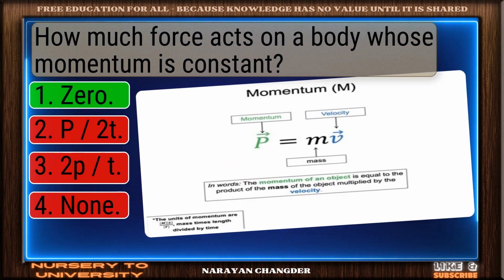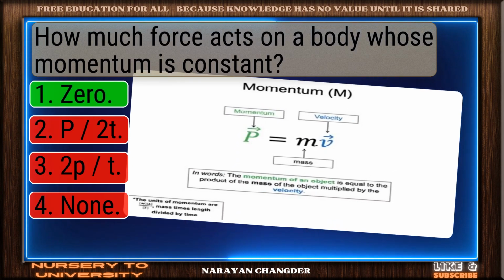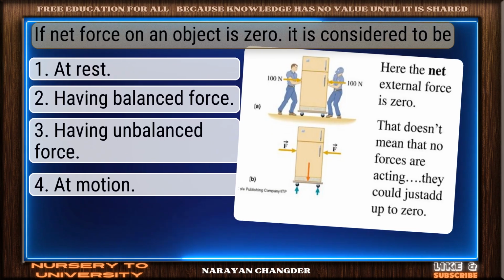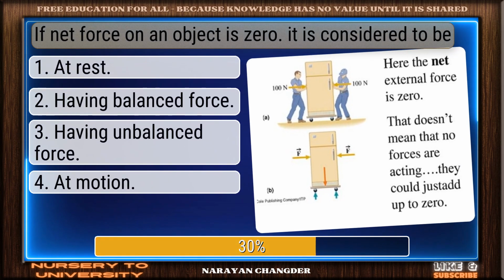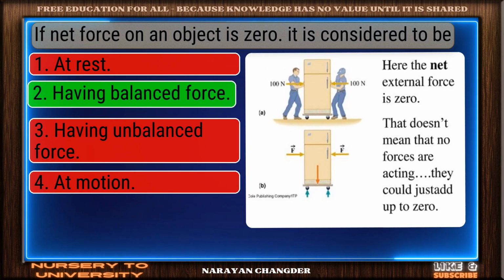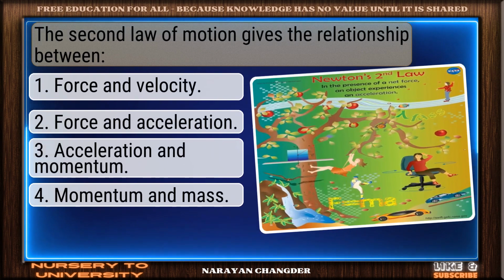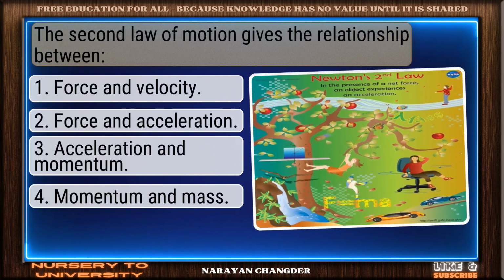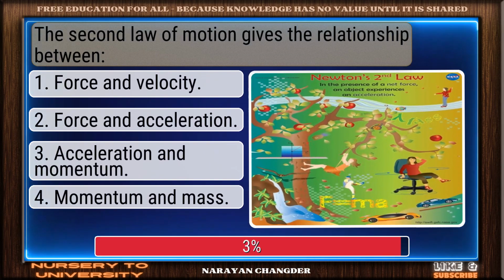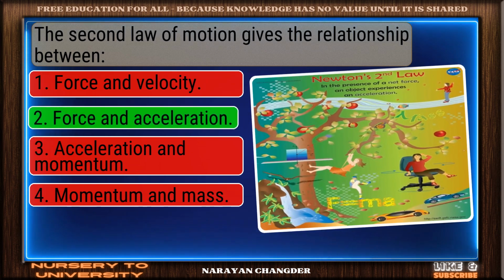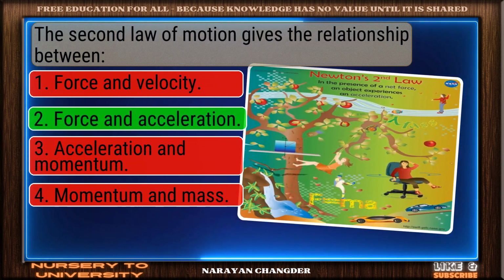On track. 0 is the correct answer. Question number 167. If net force on an object is 0, it is considered to be... Bravo. Having balanced force is the answer. Question number 168. The second law of motion gives the relationship between... Nice work. You chose force and acceleration and it is correct.